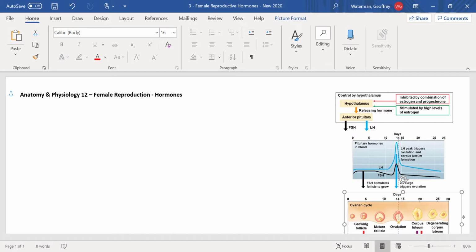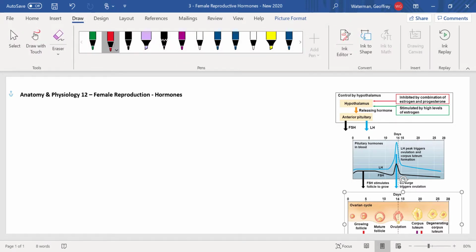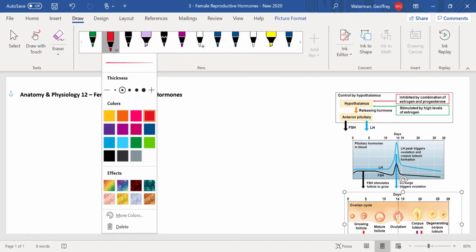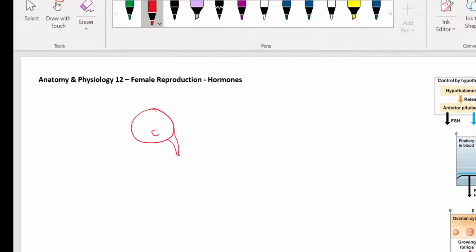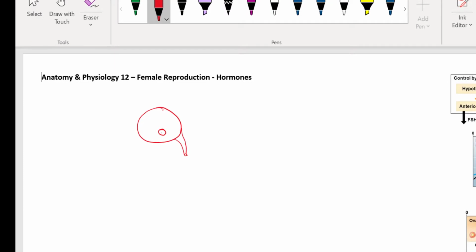So we had a little bit of a Microsoft Teams meeting today, and we chatted a bit about the female hormone releases. And so I'm just going to recap that, and everyone can check this out. So I'm going to start by drawing a bit of a brain. So there's our brain, and in the very middle of our brain, right about here, we've got the hypothalamus.